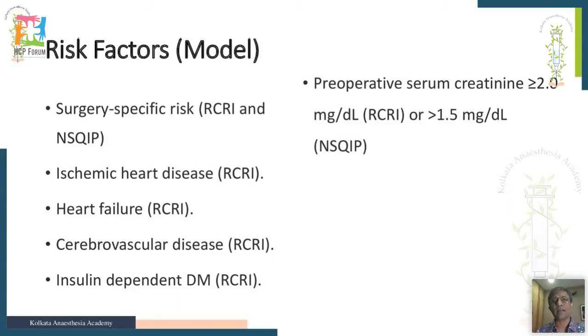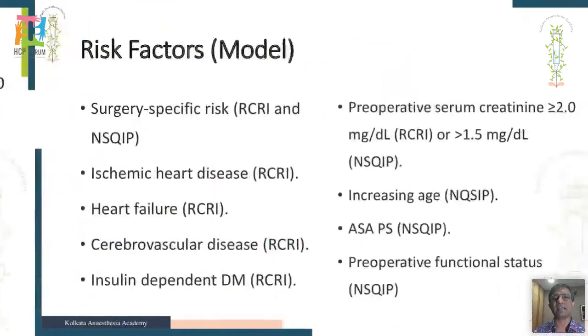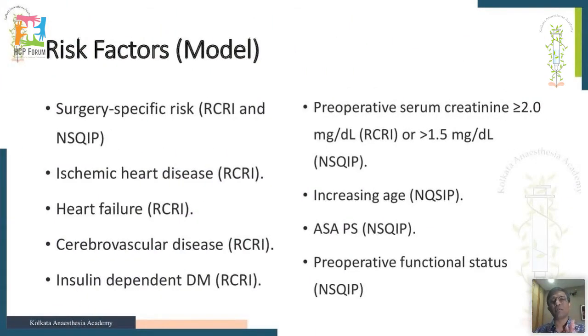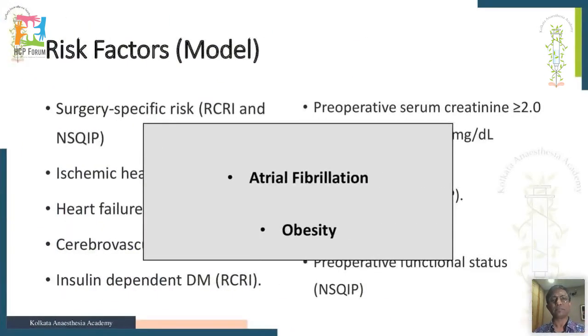These are the classic RCRI factors. And in the NSQIP, you'll find things like increased age, the ASA physical status, and also preoperative functional status. And they are trying to incorporate the DASI score. To these, I feel, and many others also feel, there is a huge amount of evidence coming up that along with this, there are two things people have left out, which are extremely important in saying that if they have this, there is a higher risk of a postoperative adverse cardiovascular event: atrial fibrillation and obesity.